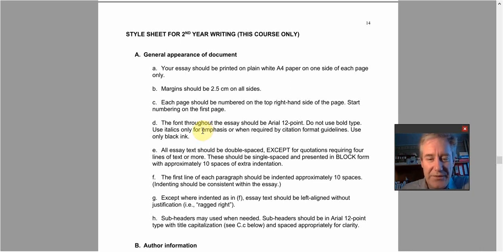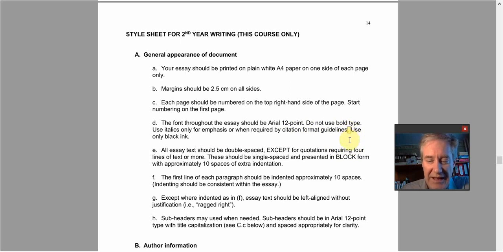Use italics only for emphasis, so when you want to give extra emphasis to a word, or when required by citation format guidelines. So this has to do with footnotes and things. So in some of your footnotes and in your bibliography, you will need to use italics.